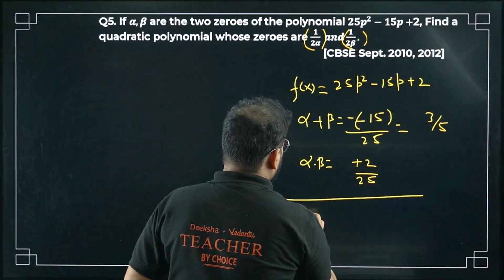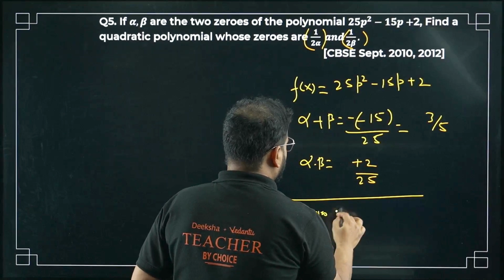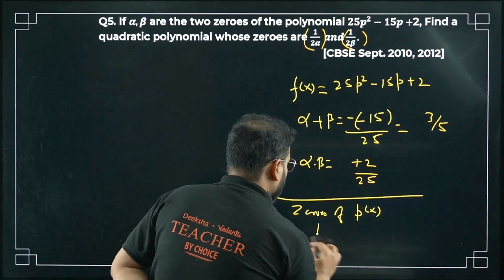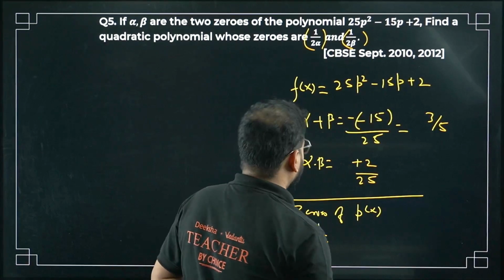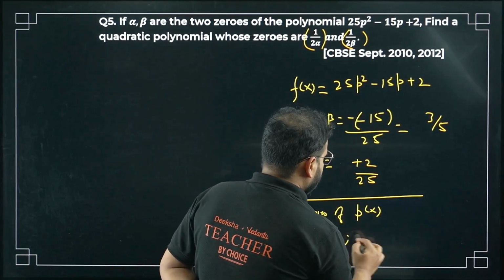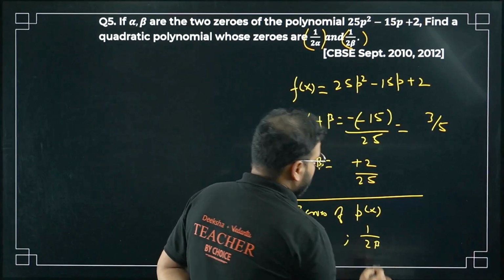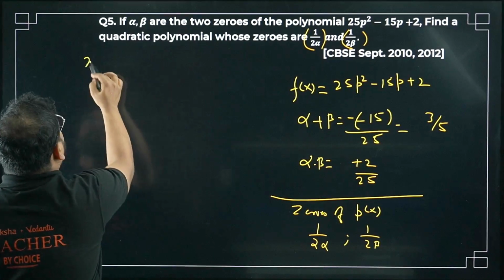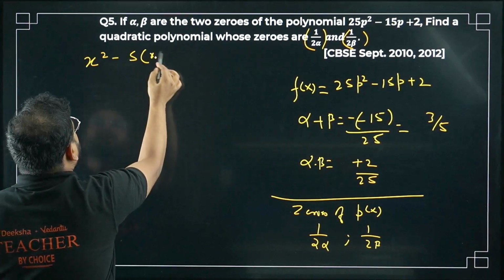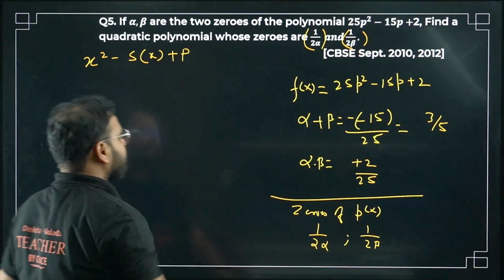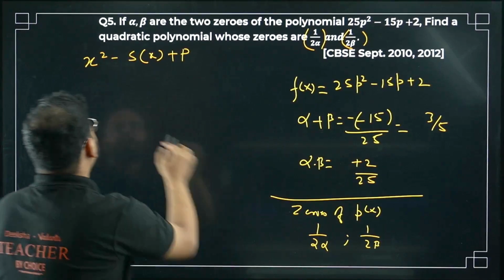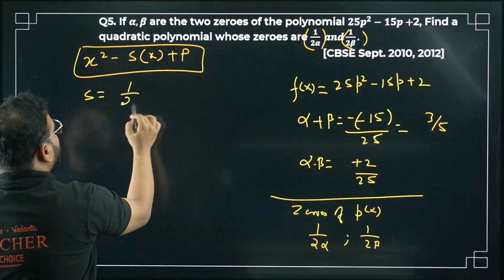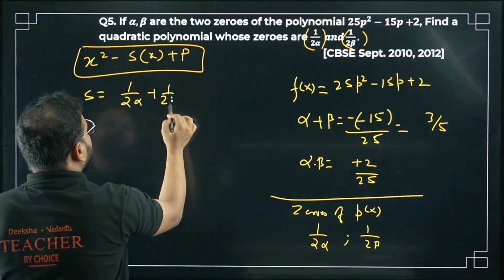Zeros of the new polynomial, let's call it p(x), are given as 1 by 2 alpha and 1 by 2 beta. How do you find any polynomial with this standard form? If you remember, x square minus sum times of x plus product. And how do you find the sum? Your sum will be 1 by 2 alpha plus 1 by 2 beta.